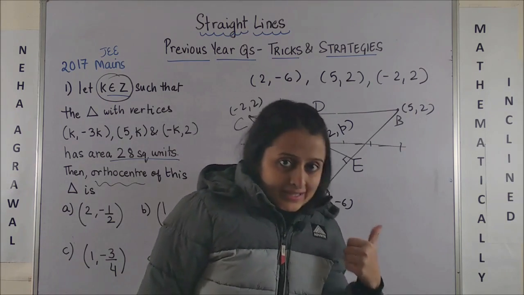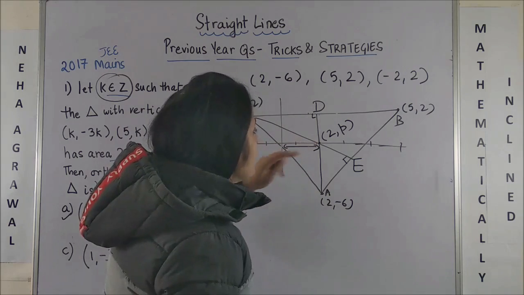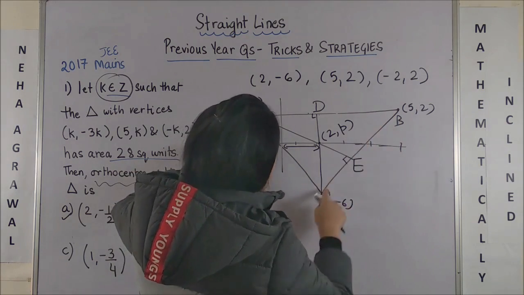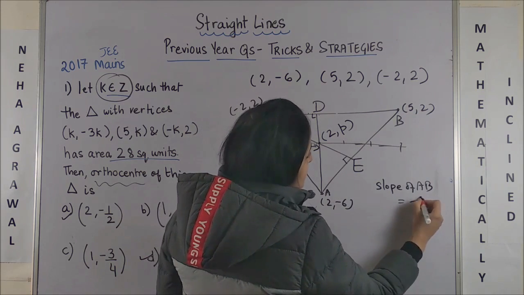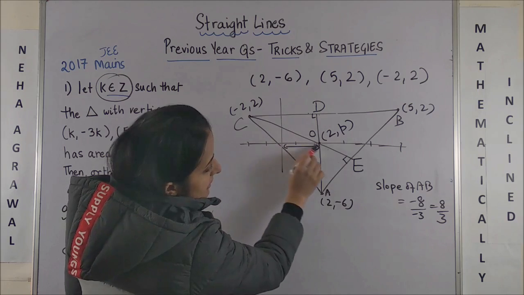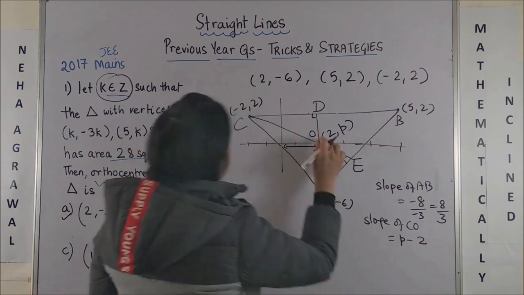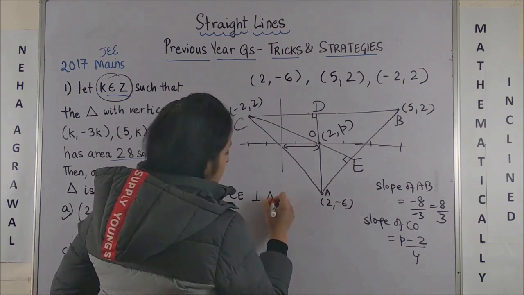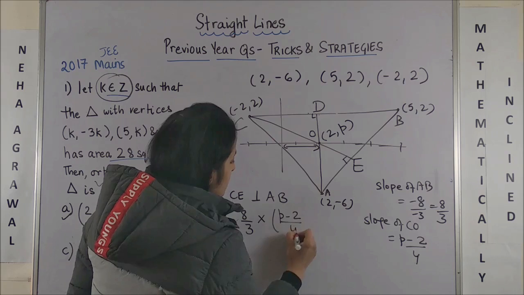Okay, now all I need to do is get this P. So I certainly know that my answer is going to be between A or D because it's going to be 2 comma P. Now how do I get to this P? Now please note, if I look at any other perpendicular bisector, let's say here AB, slope of AB is, you can get that, minus 6 minus 2, that's a minus 8, and 2 minus 5, that's a minus 3, so it is 8 by 3. Now same way I can get slope of CO, that would give me the entire slope for CE, so slope of CO is going to be P minus 2 upon 2 minus minus 2, that's a 4. Now we all know that CE is perpendicular to the line AB. This means their slopes, if I take the product, would be equal to minus 1.